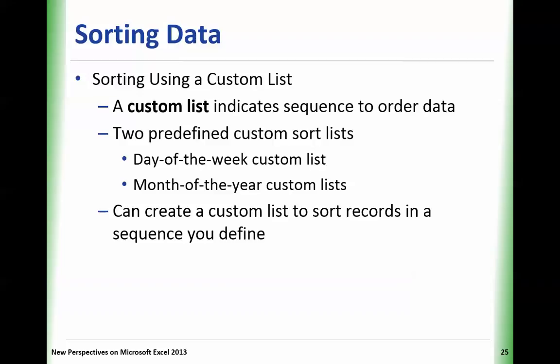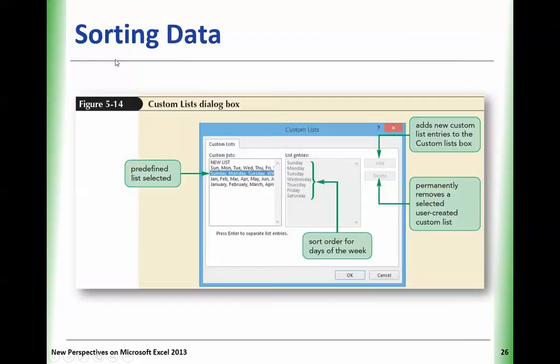You can also sort using custom lists. You can use a predefined day of the week custom list or month of the year custom list. You can create custom lists to sort records in a sequence that you have defined yourself. To do that, you use the custom list dialog box.